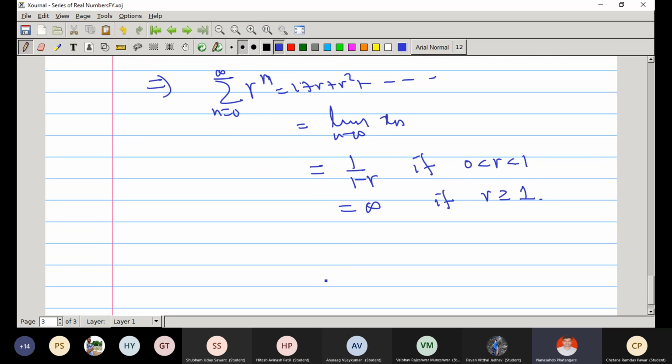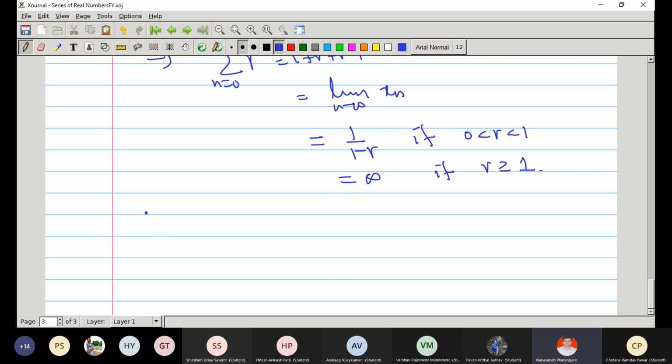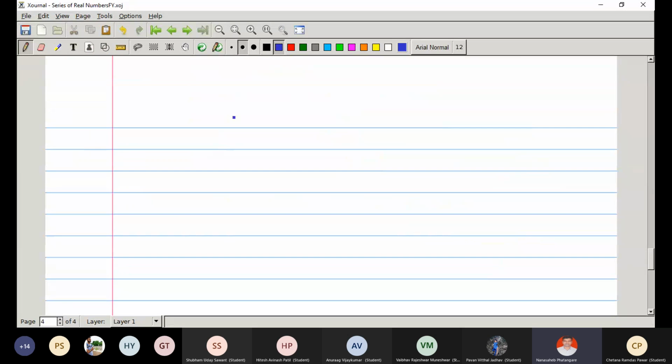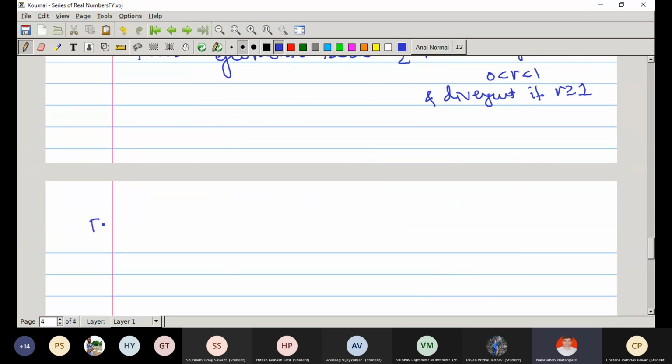Right? So this is called a geometric series. Thus the geometric series sum of r raised to n converges if 0 less than r less than 1, and diverges if r is greater than or equal to 1. So this is what you have already learned in 11th and 12th standard, that the geometric sum is 1 upon 1 minus r. Why? Because the corresponding sequence of partial sums converges. Right, so let us see an example.